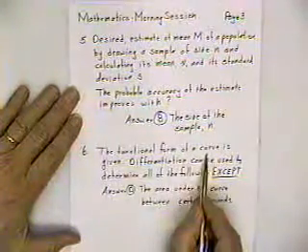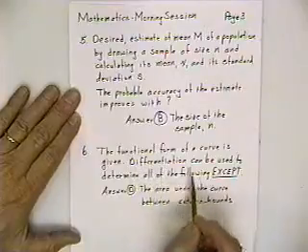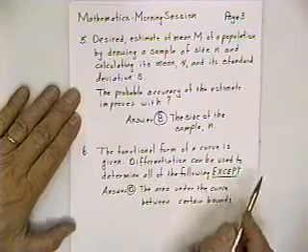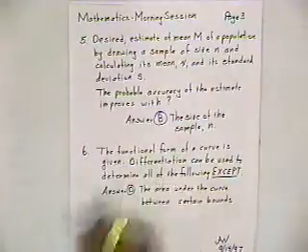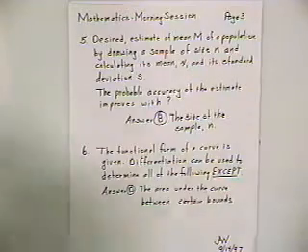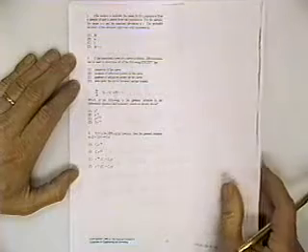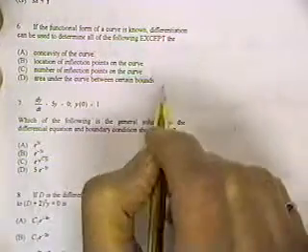Now, the functional form of a curve is given. Differentiation can be used to determine all of the following. In this particular problem, and I should put that one back up so that you can see it momentarily, it's problem number 6. And of course, going from that large print down to this small type is not going to work just real well, but I hope you can follow with the materials that we have here.